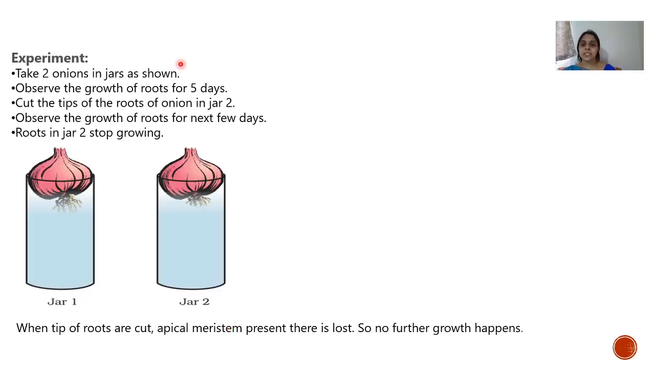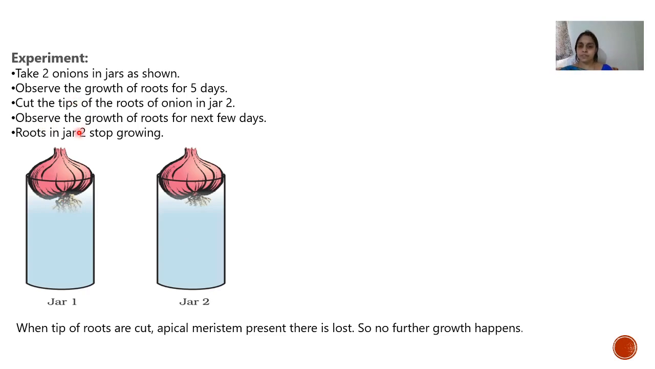Now, there's an activity in your text. That activity is just to identify the meristematic tissue. Take two onions in jars as shown. You have to take two jars filled with water and place an onion in each. Observe the growth of the root for 5 days. You leave it for 5 days, and you can see there'll be a growth of the root. After 5 days, you can record the length of the root also.